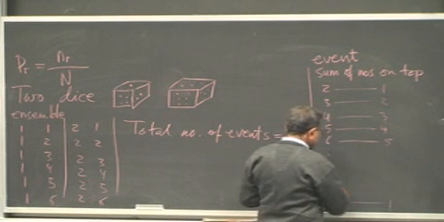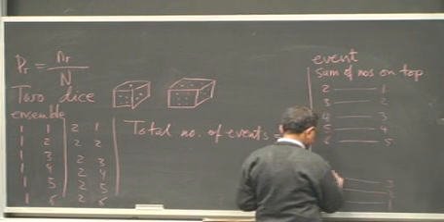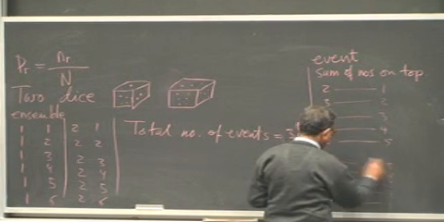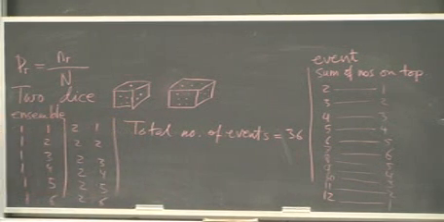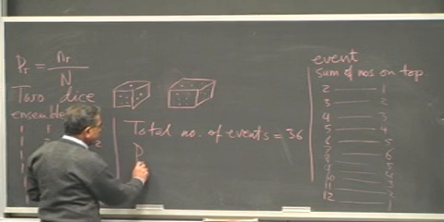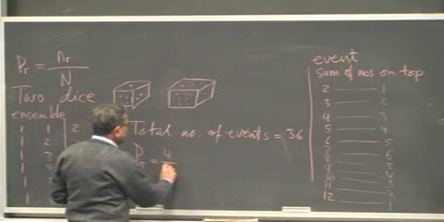And 11 occurs twice, and 10 occurs thrice, and 9 occurs 4 times, and 8 occurs 5 times, and 7 occurs 6 times. Okay? So here one can make very quick statements about the probability of a particular event. Using this, you say, what is the probability of having a total of 5 on top? And that is equal to 4 over 36.